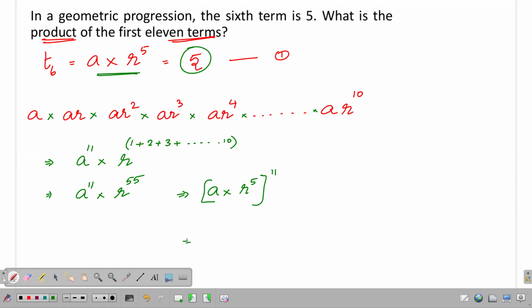So what is going to be my answer? It is 5 to the power of 11. Got it? And that brings conclusion to this particular question. Now, there is another easy question here. I think probably we can consider that question as well.